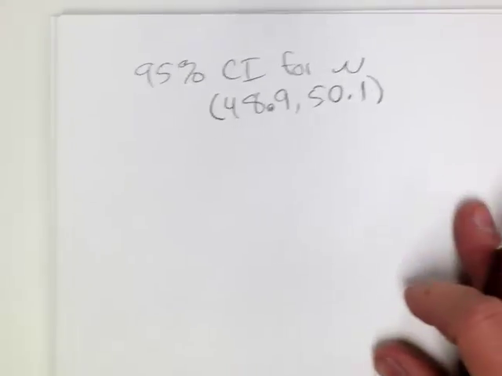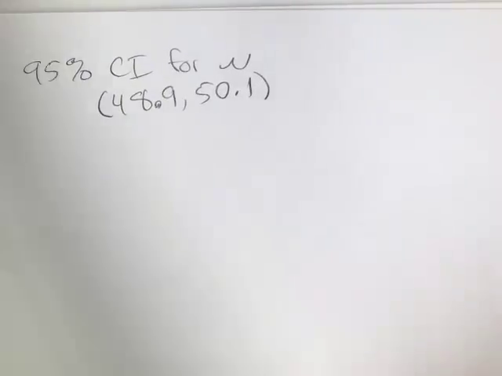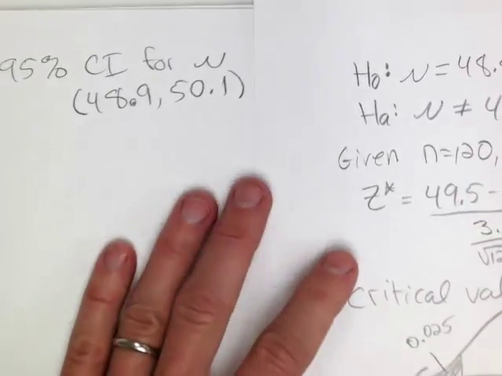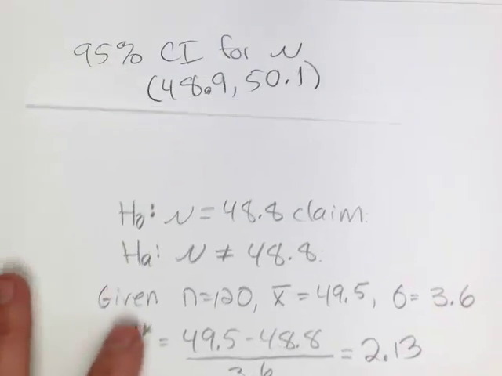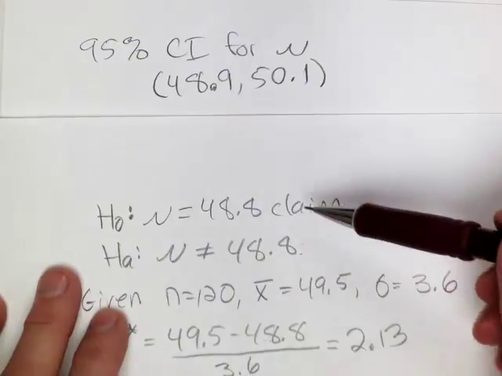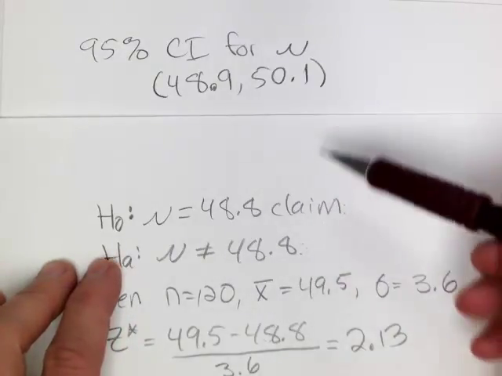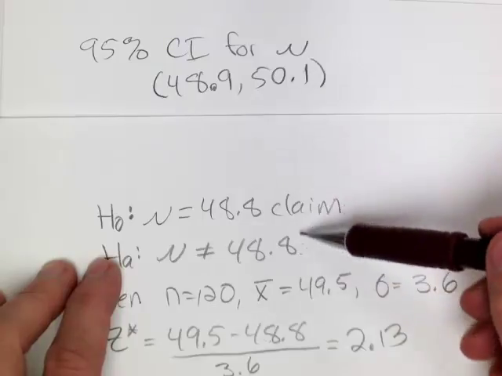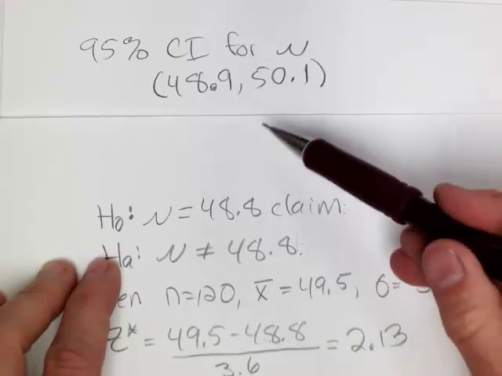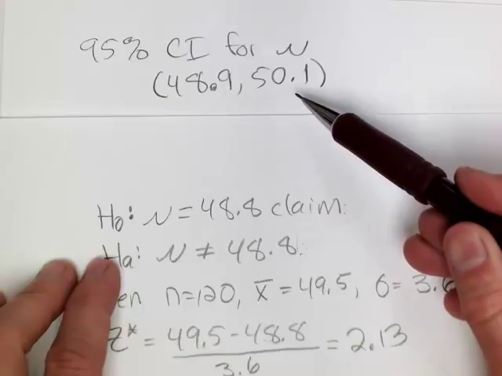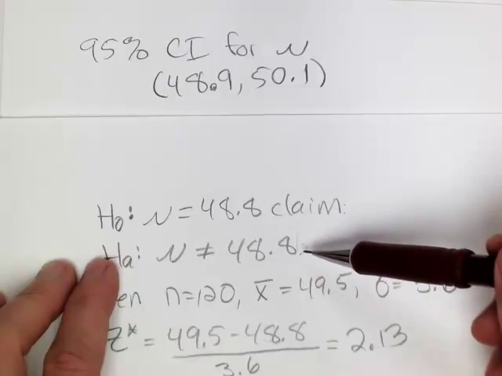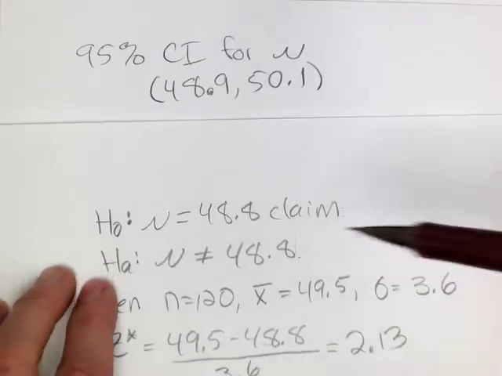Let's compare that to our hypotheses here. I'll stick it right below. We are rejecting the null and we're in favor of the alternative. This confidence interval is supporting that. In fact, the confidence interval shows us that the true mean is probably more than 48.8.